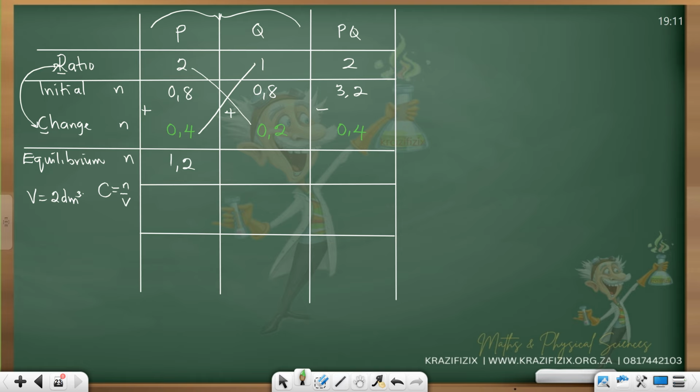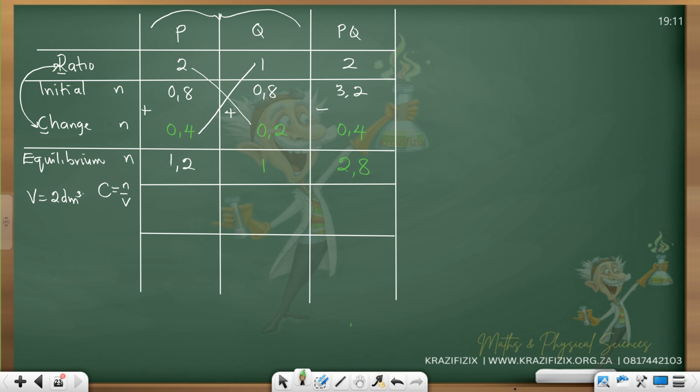What is 0,8 plus 0,2? That's 1. What is 3,2 minus 0,4? 2,8.